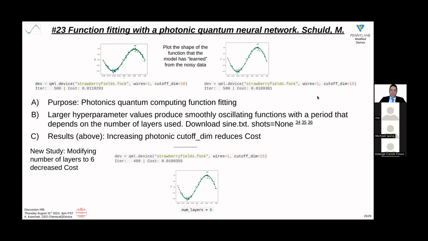So this is basically a photonic simulator, and the cutoff dimension is the number of dimensions you'll allow. So whether it's 14, 15, like that. But basically, increasing it last time decreased the cost. And then also with this, what helped is increasing the layers to 6. And then basically this is decreasing the cost a little bit more. So you see 9381 and then 9355.